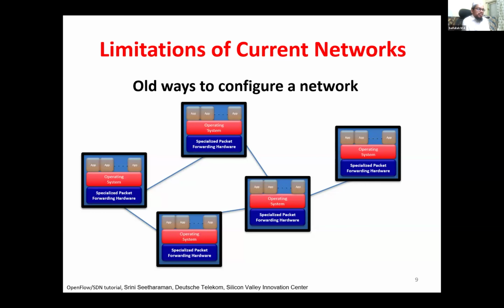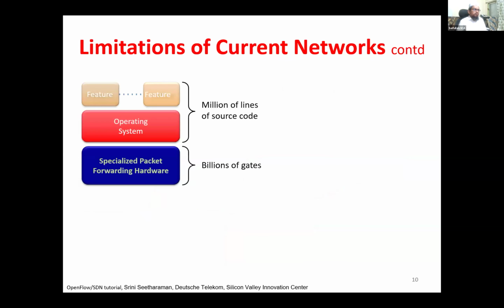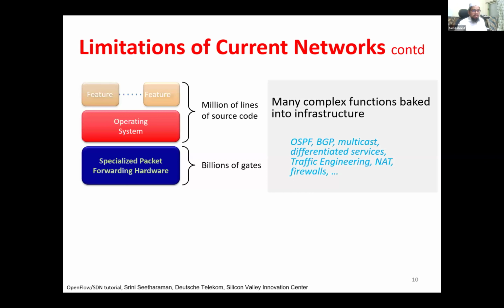Okay, yes. Thank you. So you can see here the existing network device has everything in each box. So that is the complex stuff. You can see the applications, operating system, and the packet forwarding hardware, everything in the same box or same device. That is the complexity. So the number of lines of code related to the operating system and the features are millions. And when it comes to the hardware, it is billions of gates. So complex functions like OSPF routing, BGP, multicast, differentiated services, traffic engineering, network address translation, and the firewall functionality, all these are in each box. So if there is any dynamic requirement, it requires a lot of effort to change these things. So that is the complexity of the existing network devices.